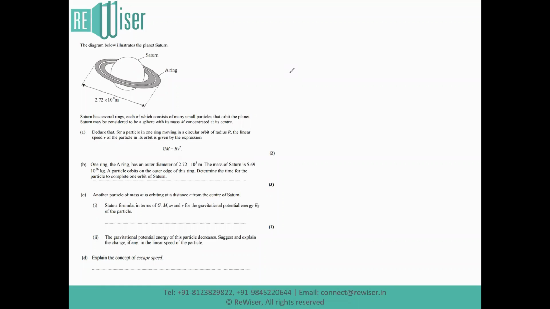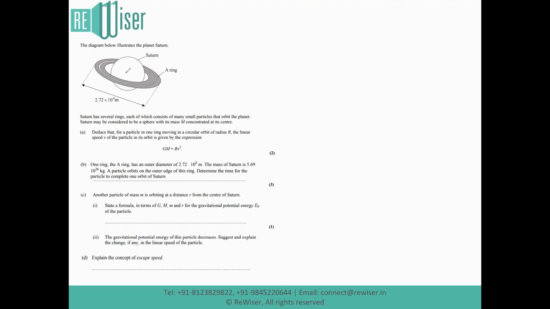Here we have a question on gravitation. Let's take a look. The diagram below illustrates the planet Saturn with a combined diameter of 2.72 × 10^8 meter. Saturn has several rings, each of which consists of many small particles that orbit the planet. Saturn may be considered to be a sphere with its mass M concentrated at its center.